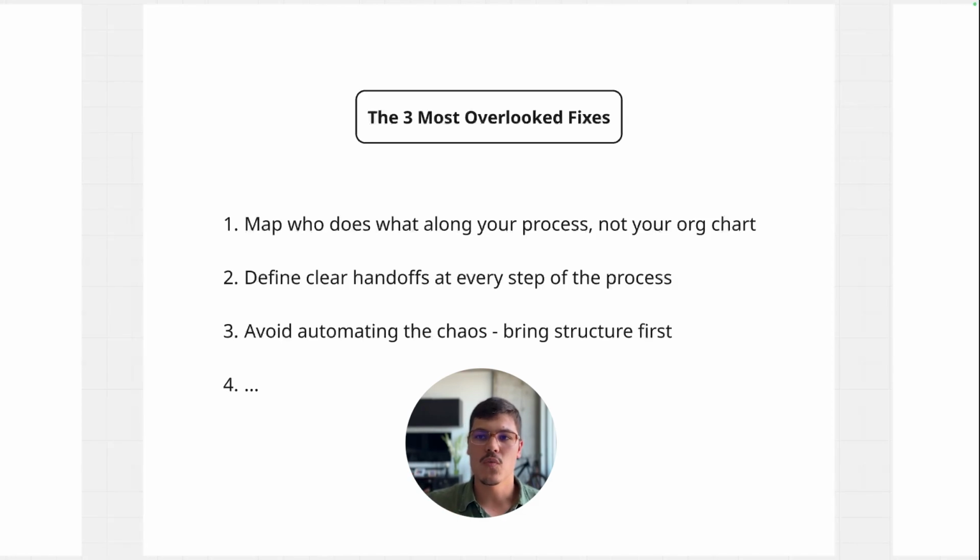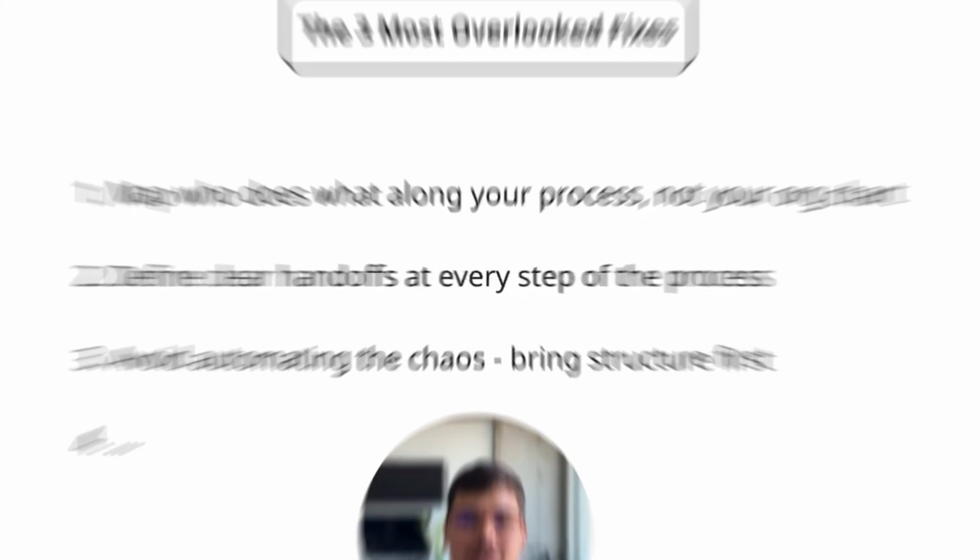Map who does what along your process, not your org chart. This is going to be step 1. Essentially, you need to agree with your people on what their responsibilities are. I told you at the very beginning that the reason I quit that first big company is just because people didn't take accountability for the things they were doing. They were not accountable for anything. So that was very frustrating.